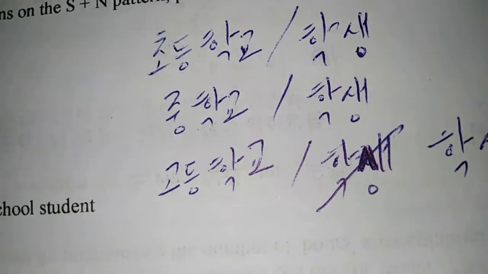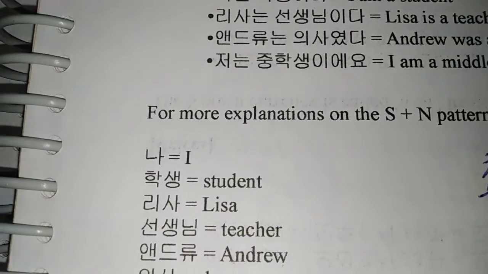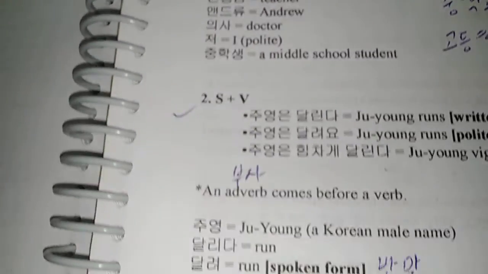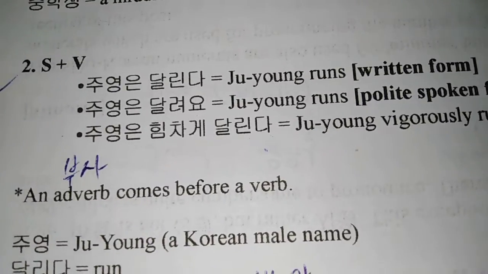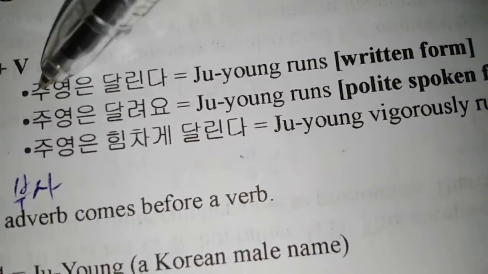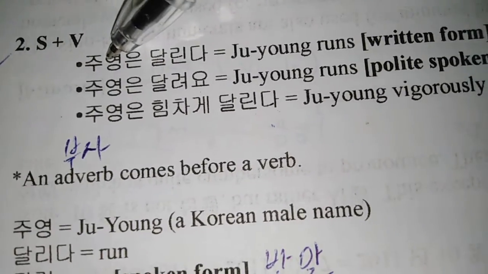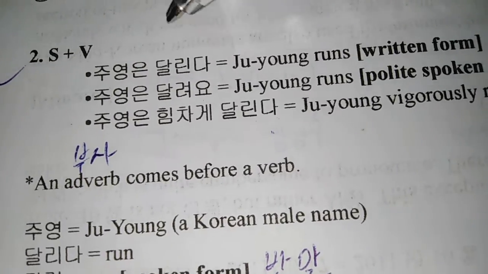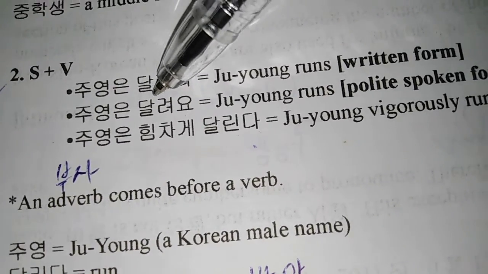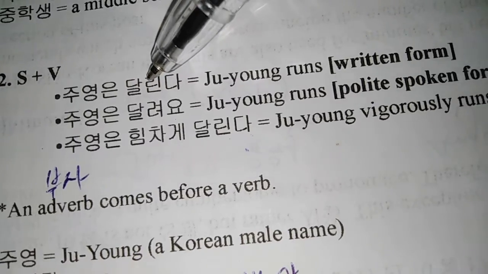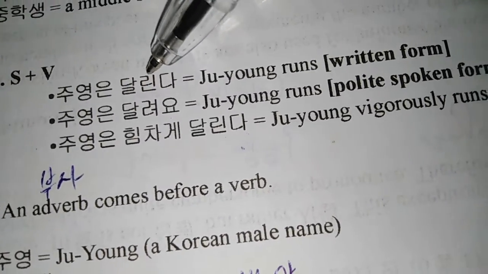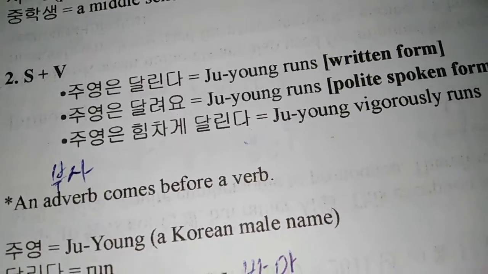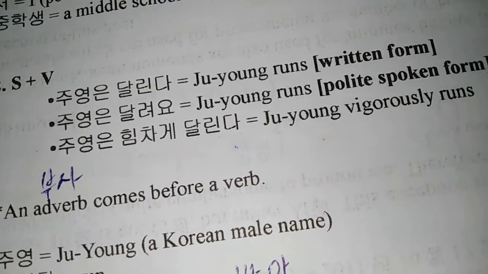So we finished with the examples of subject plus noun. Now I'll be going into subject plus verb. So we have all the same subjects here, that is Juyong. Juyong is the name of a Korean male. So 주영은 달린다. If you look here, you have nian coming as 받침 here. So when you usually have nian as 받침 in a verb, you can assume that it is present continuous.